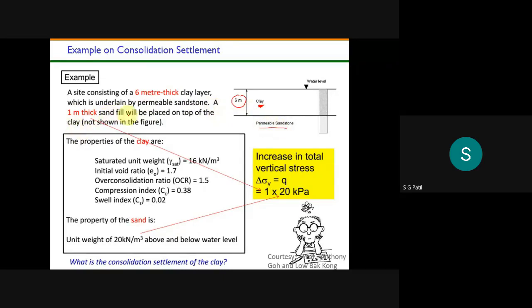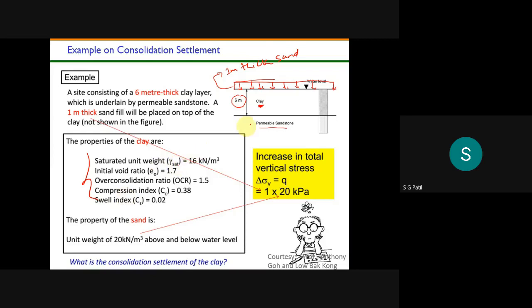A 1 meter thick sand fill will be placed on top of the clay. So here, 1 meter fill is placed. So this is the sand layer, 1 meter thick sand. The properties of clay are like this. These are the properties of clay.